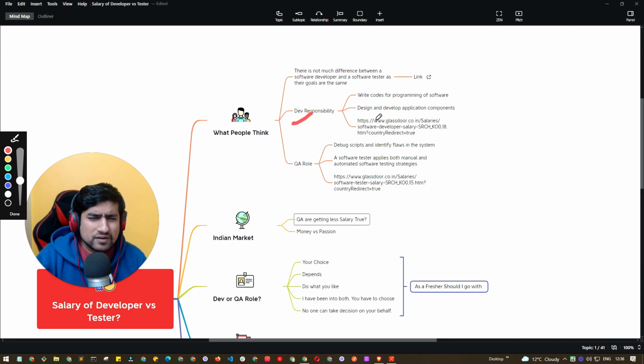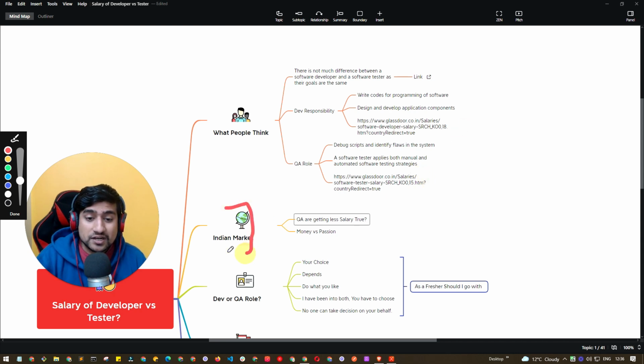The developer responsibility, of course, we know, is basically to write programs. You will be creating mobile applications and web applications, designing and developing the application components. That's the major role of the developer. A QA role will be debugging the scripts and identifying the flaws, the bugs and other things. You are testing the application end to end, and you are mostly responsible for the quality of that product. And these links I'll open after some time.